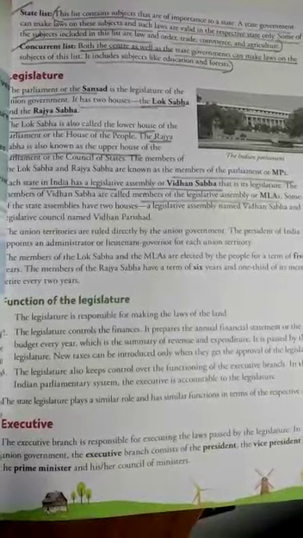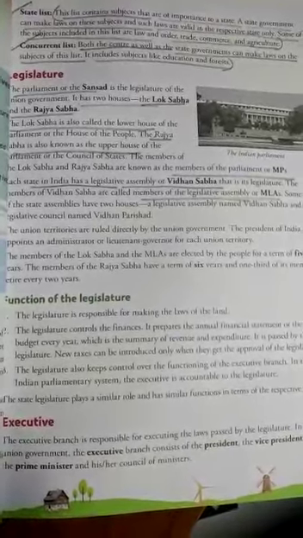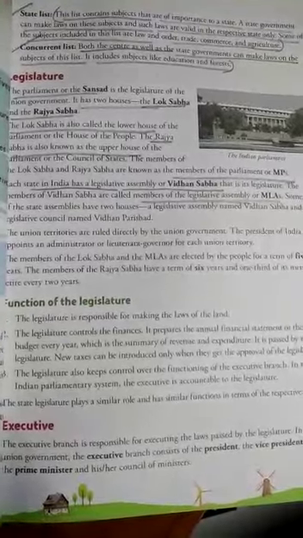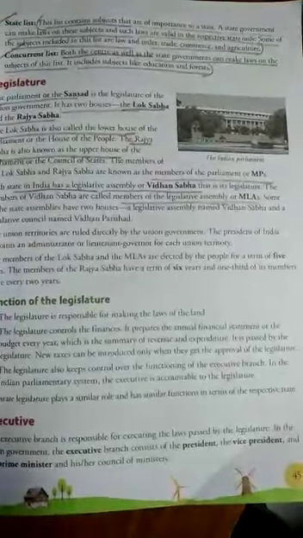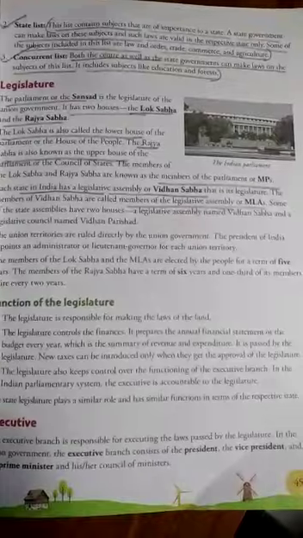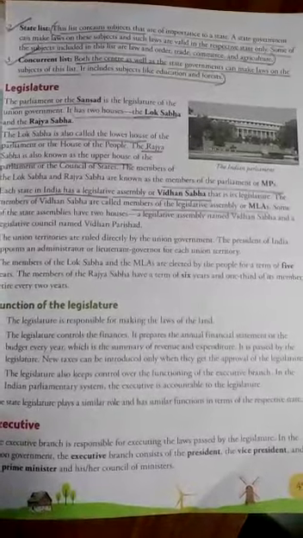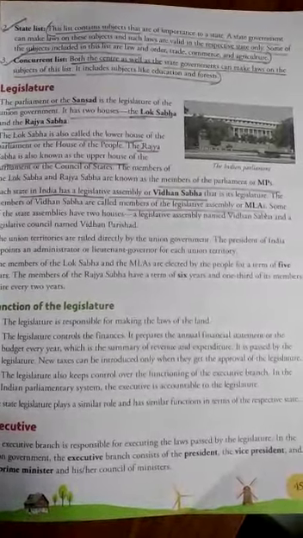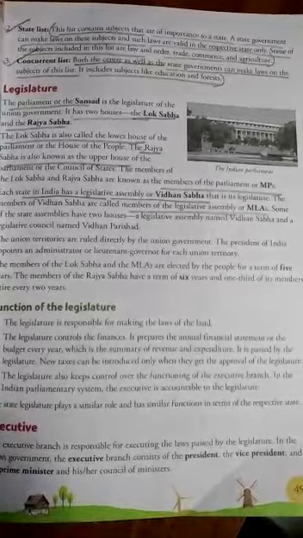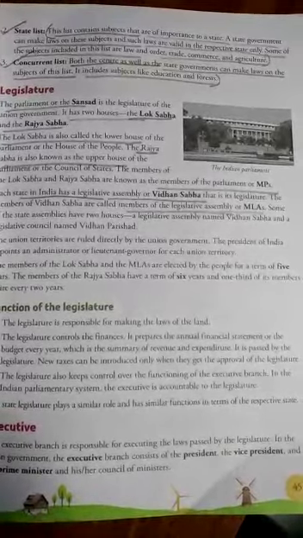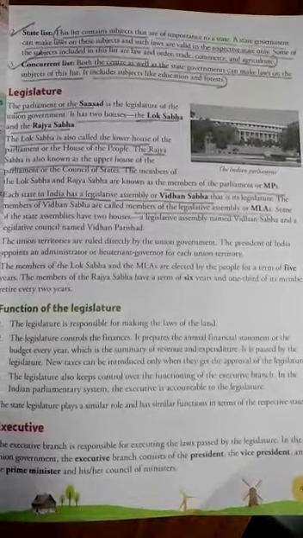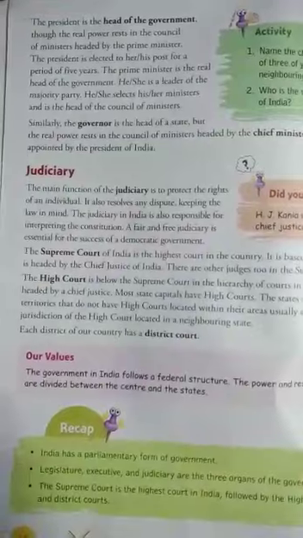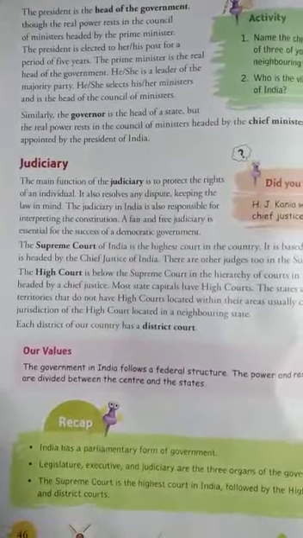And students, if we talk about the executive, as we know, legislature makes the law, and executive branch executes the law after it is passed by the legislature. Okay, and the executive branch consists of the president, then vice president, and prime minister, and his or her council of ministers. Okay, for every government there is a council of ministers who work under the prime minister.